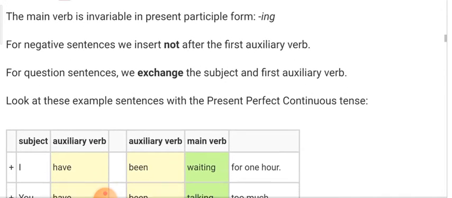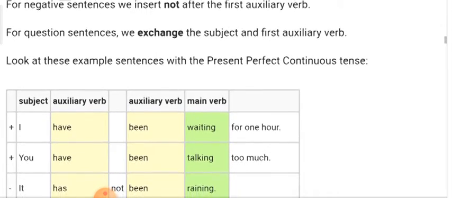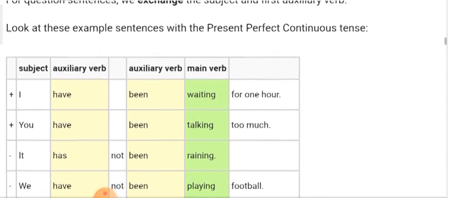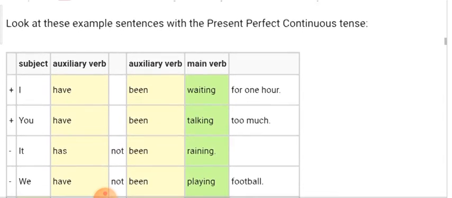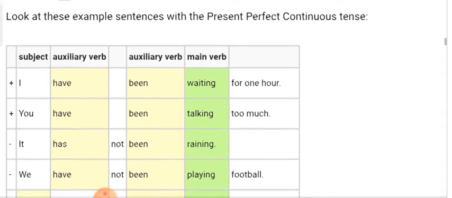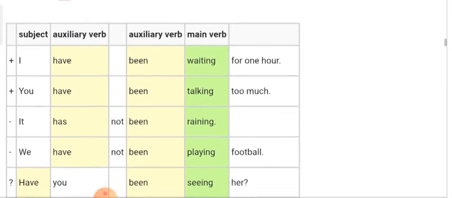So let's look at some more examples in this colorful box. First of all, subject here, have here, been here, and the main verb, waiting for 1 hour. You have been talking too much, and it has not been raining. Two sentences are positive and two sentences are negative.